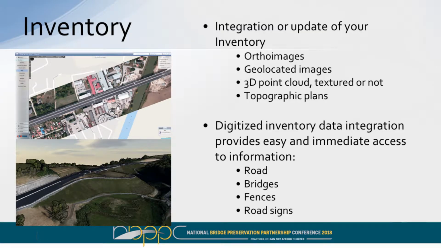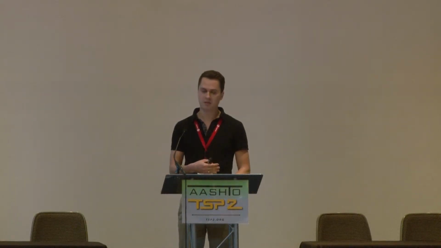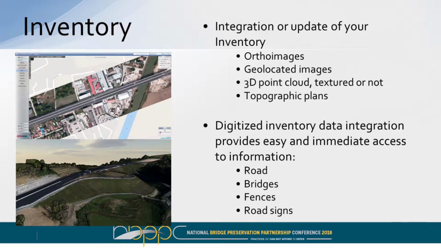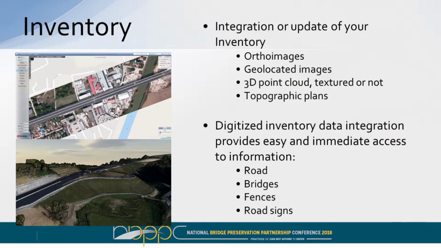So for the inventory again here, once you use the drone or the helicopter to collect all of these images, you can use them to update your inventory. I know a lot of you probably already have a bridge management system or something in place where you can pull these in to supplement or just add on to the current information that you have. And that again includes the images themselves, which are geolocated on GPS, the 3D point cloud, and any plans you have regarding the topography. Once it's digital, it gives you easier access to all of your information, whether it is a road, a bridge, a fence, depending on how detailed you want to go.